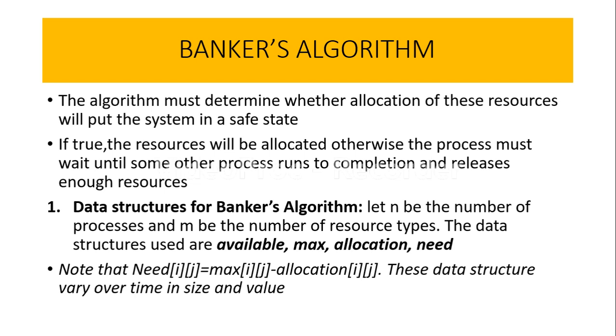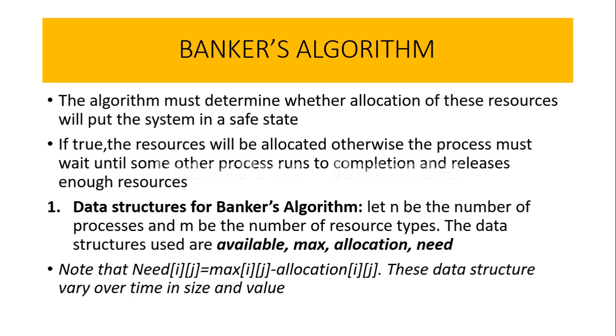The first thing to keep in mind is the data structures for the banker's algorithm. Here we are focusing on the different things we are going to utilize throughout the algorithm: available, max, allocation and need. Please remember that n is the number of processes and m is the number of resources.